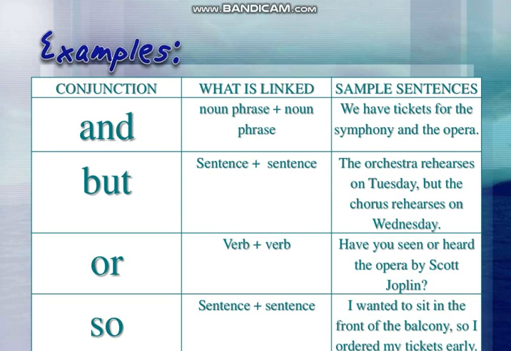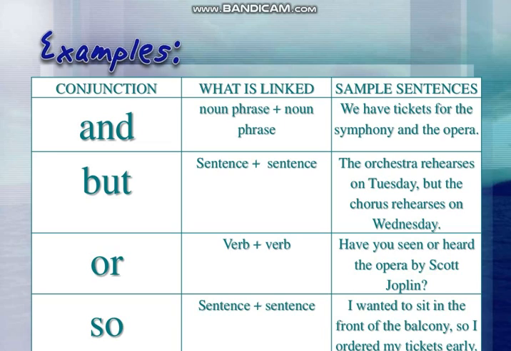Let's see how they are used in sentences. Conjunction and. So here it is linking two noun phrases with each other. We have tickets for the symphony and the opera. But, sentence plus sentence. The orchestra rehearses on Tuesday, but the chorus rehearses on Wednesday. We have used the conjunction but here.